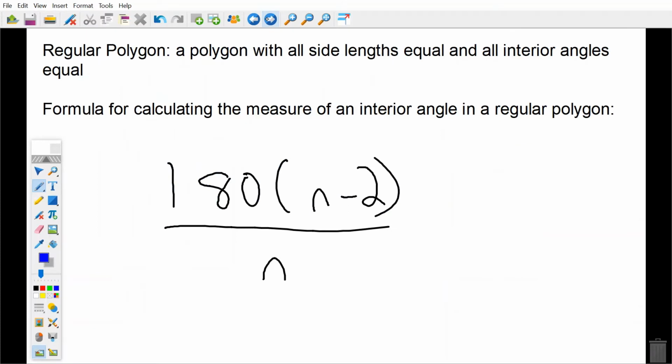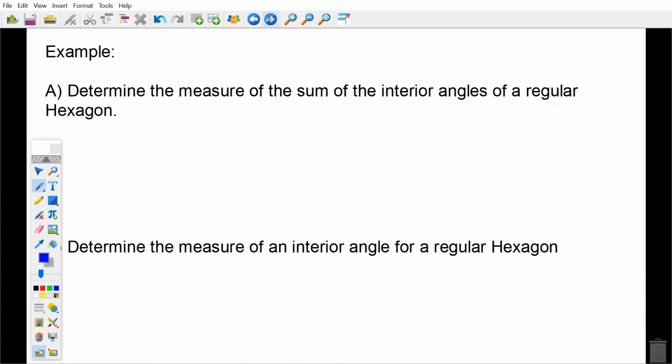When we are dealing with regular polygons, which is a polygon with all side lengths equal and all interior angles equal, we have a formula here that will calculate the measure of an interior angle in a regular polygon. And of course, it only works if it's a regular polygon because you need all the angles to be equal. This formula is 180 times (n minus 2) divided by n. And this will give you the measure of one of the angles inside a regular polygon.